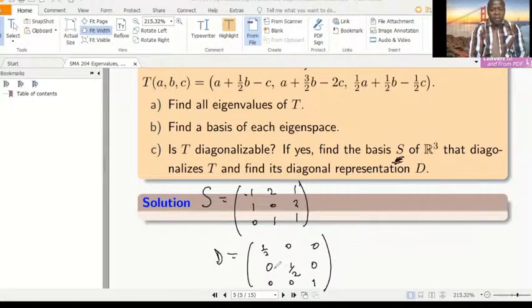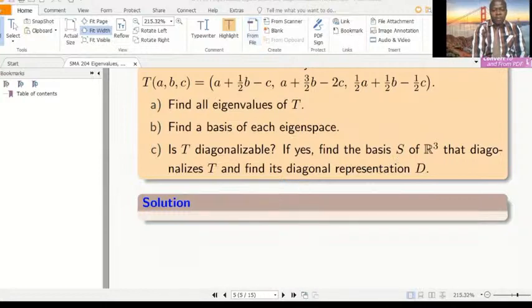We just arrange the eigenvalues in D in relation to how we arranged the eigenvectors. So the first eigenvector, its eigenvalue comes first. The second eigenvector, its eigenvalue comes second, and so on. So that's how we do question C. The answer to question C is that yes, T is diagonalizable because we found that we had 3 linearly independent eigenvectors for a 3 by 3 matrix.